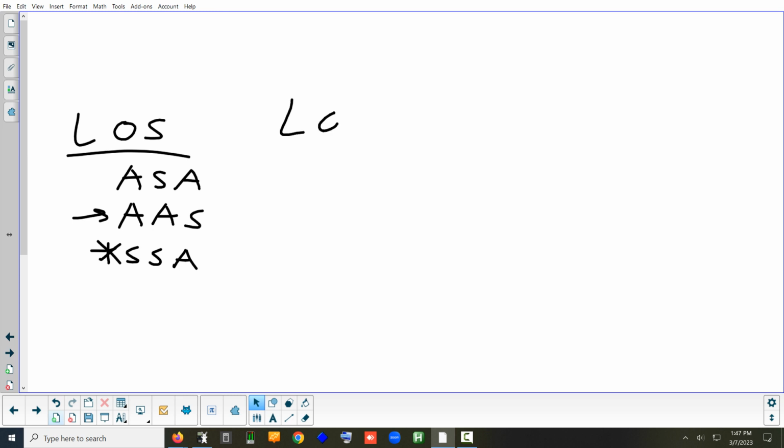Tomorrow, we're going to talk about law of cosines. And I'm going to have 2 more types written down right there. And I'll tell you what those are tomorrow. All right, let's look at side side angle.